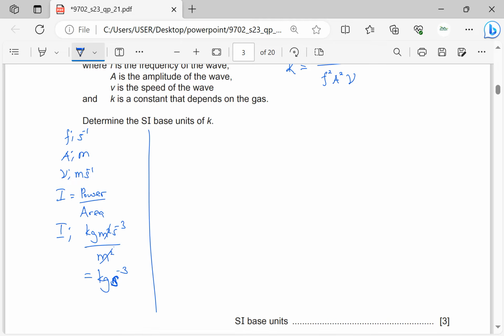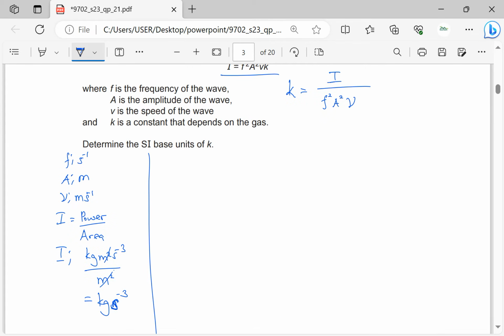So that is the intensity. So we can now substitute to find the units for K. The base units for K will be, for intensity, kilogram per second cubed, divided by F, which is S. Because it's F squared, we shall square S to the power minus 1, so it will be S to the power minus 2. Then amplitude is meters, but it is squared, so it is M squared. Then times V, which is M S to the power minus 1.